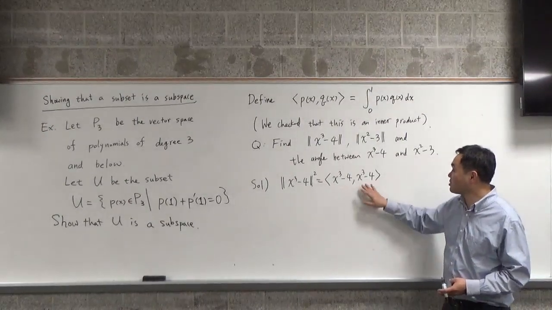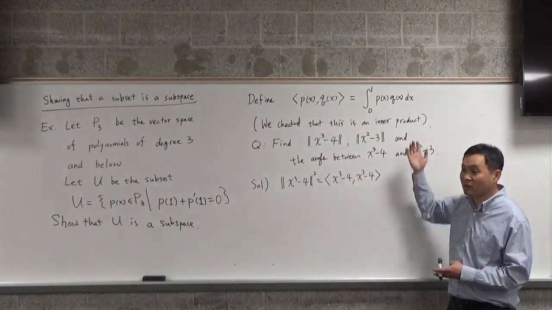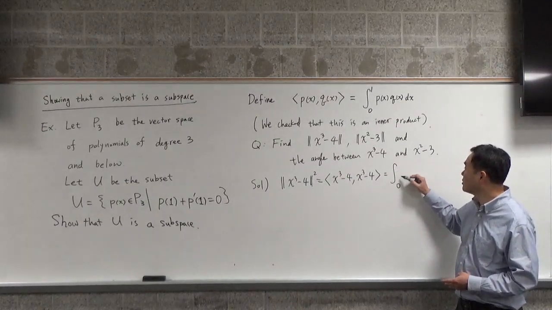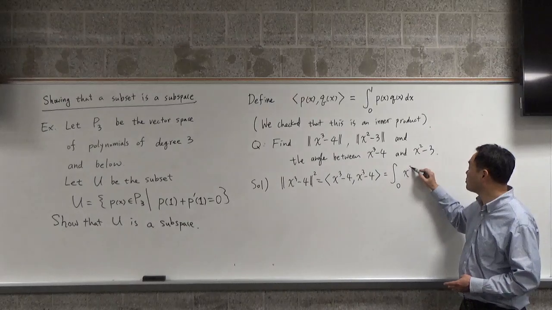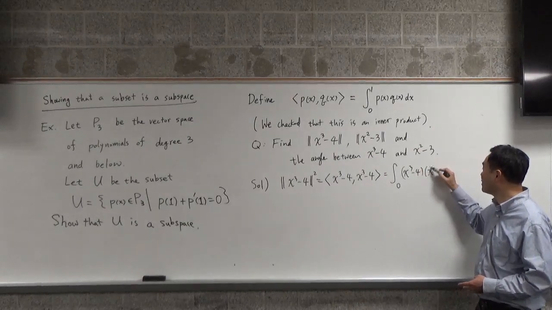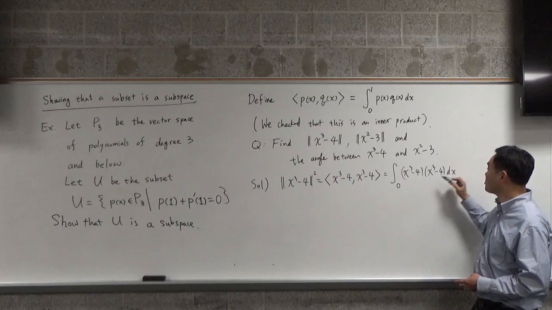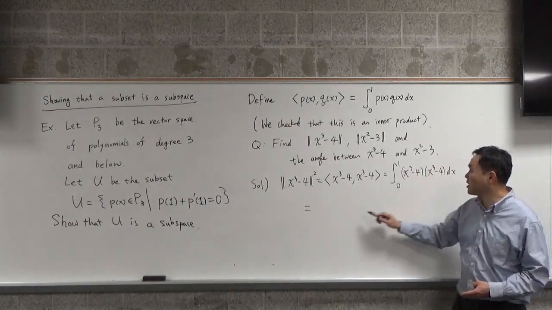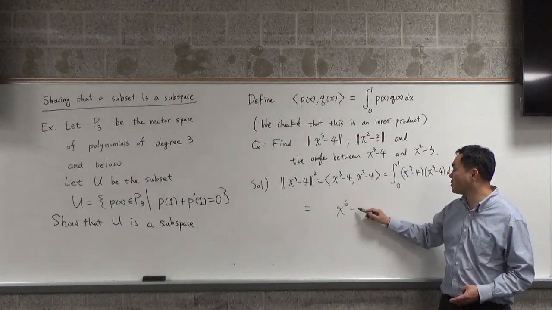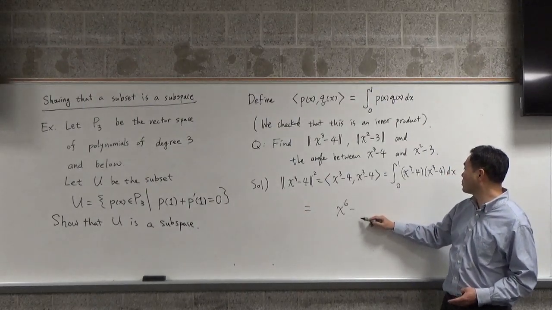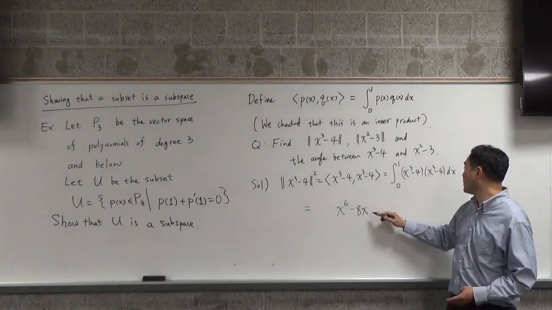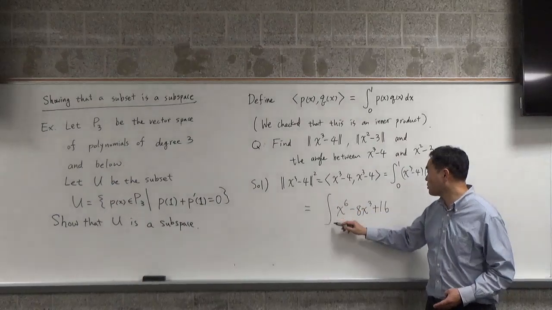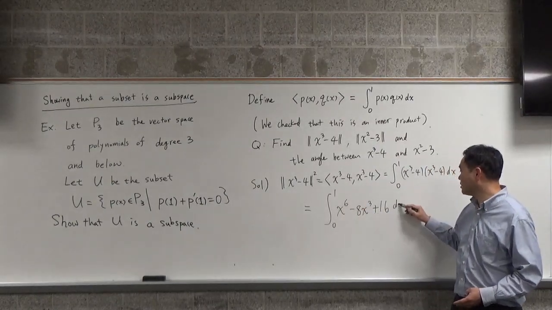But now if we have this, how do you calculate this? We have the definition, right? x cubed minus 4 times x cubed minus 4, and you integrate from 0 to 1. Now if you expand this out, it's going to be x to the 6th minus 8x cubed plus 16, and you integrate from 0 to 1 dx.